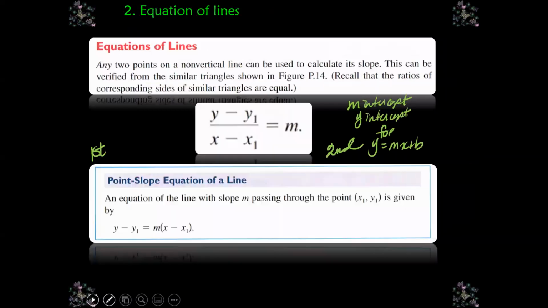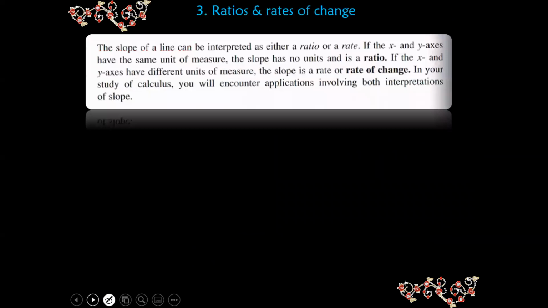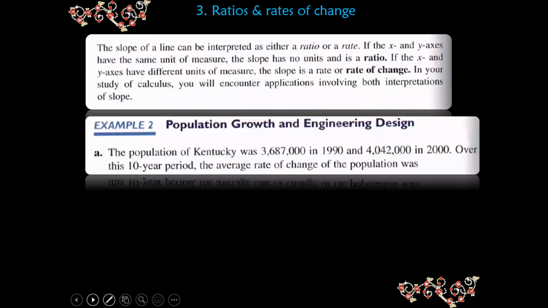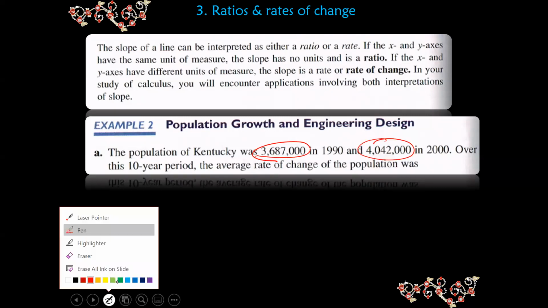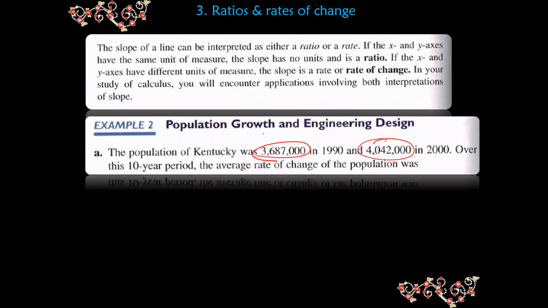All right. This is a slope formula, and this is the point slope equation of a line, of which we will be using interchangeably this semester. Let's take a look at this. The population in Kentucky was this back in 1990, and it obviously grew in 2000 over the 10 year period. What is the average rate of change for the population? So you can go ahead and label this, and obviously we're going to use the slope formula. So x1, y1, x2, y2.